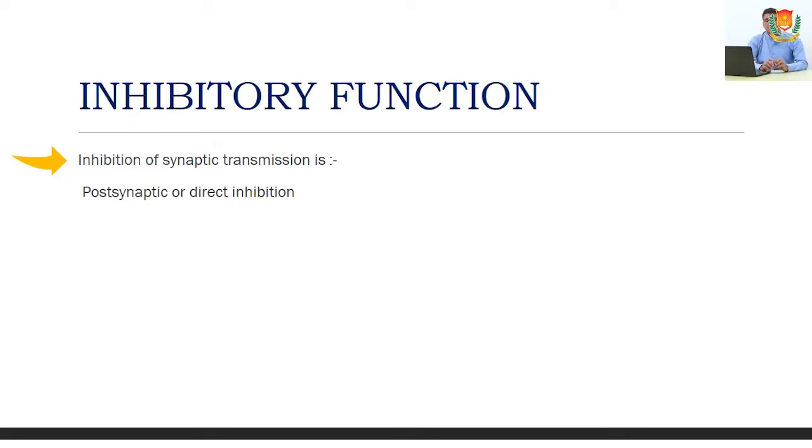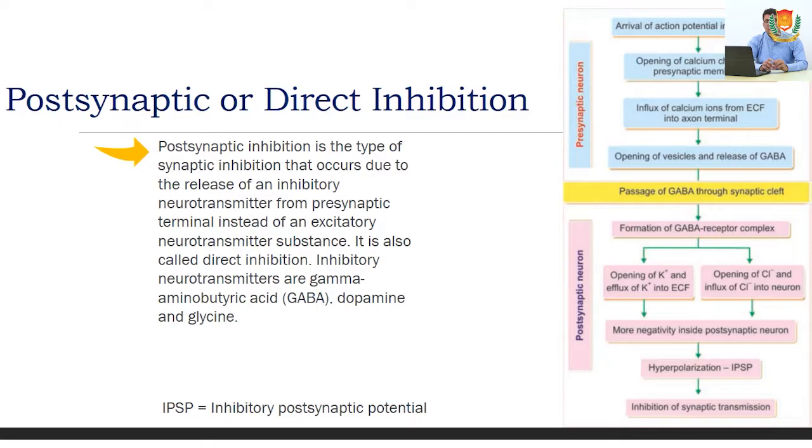If we talk about the postsynaptic or direct inhibition, postsynaptic inhibition is the type of synaptic inhibition that occurs due to the release of an inhibitory neurotransmitter. ठीक है, that word is inhibitory neurotransmitter. Inhibitory neurotransmitter means a neurotransmitter which inhibits the action potential from spreading further.